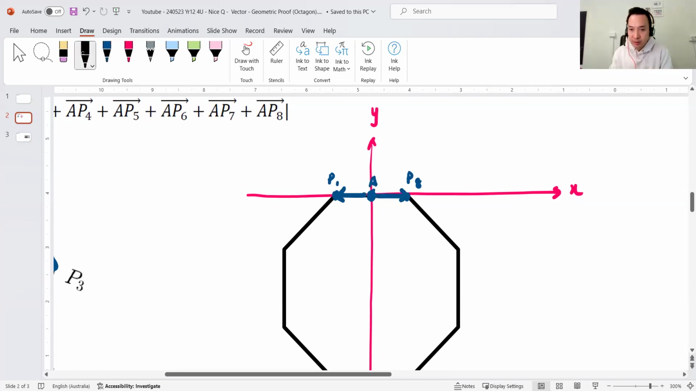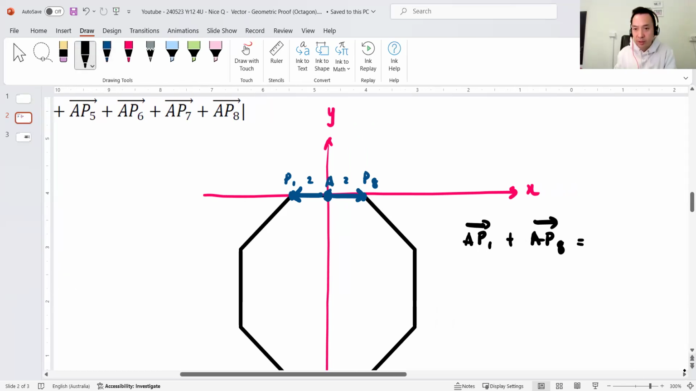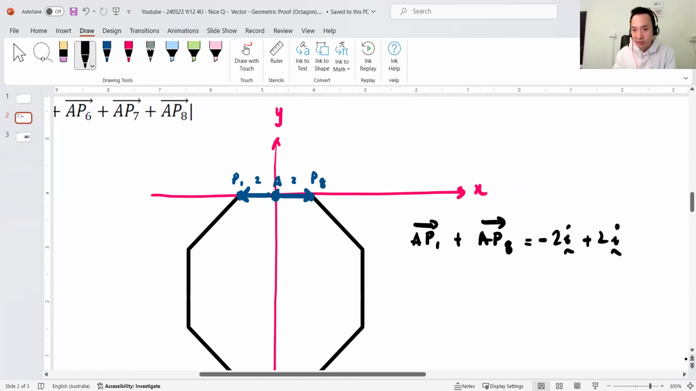So for example, if I said to you AP1 as a vector plus AP8 as a vector, now, what does that equal to? So in terms of A being the origin, now I know what the distance is, because the whole length is 4, so that must be 2 and 2. So then in terms of vectors, that's like minus 2i, that's AP1, and then plus 2i. So these two add to 0. First pair, that's the sum.